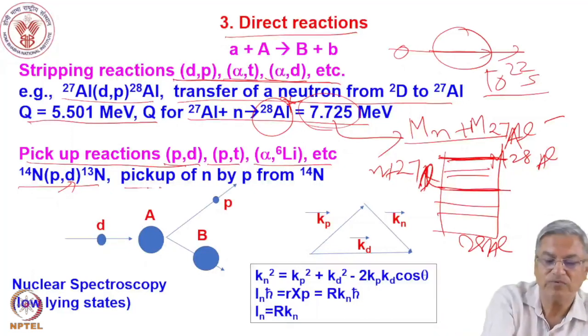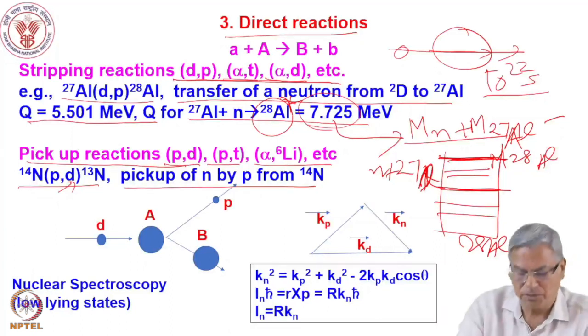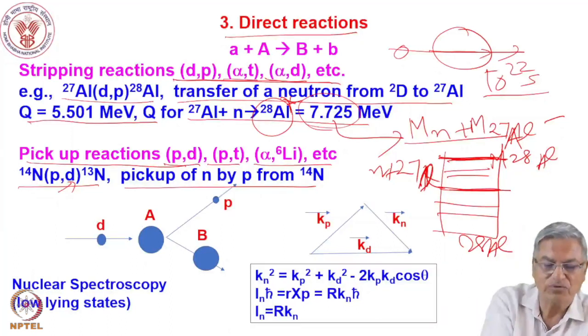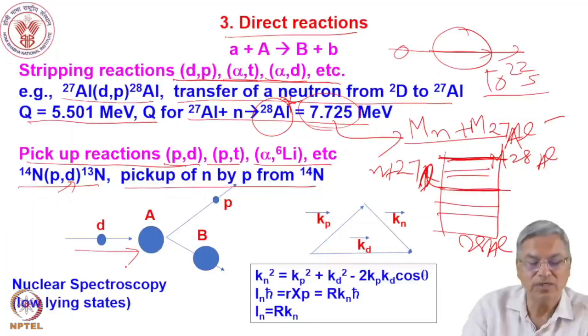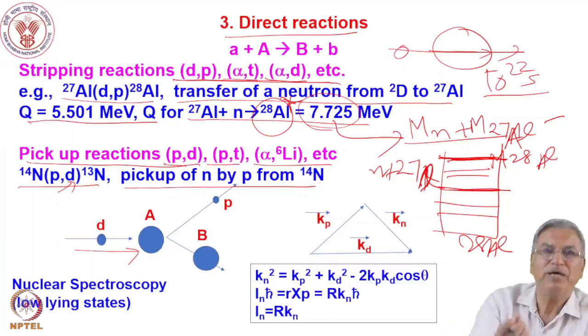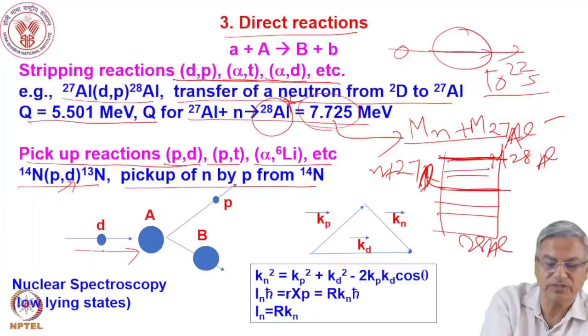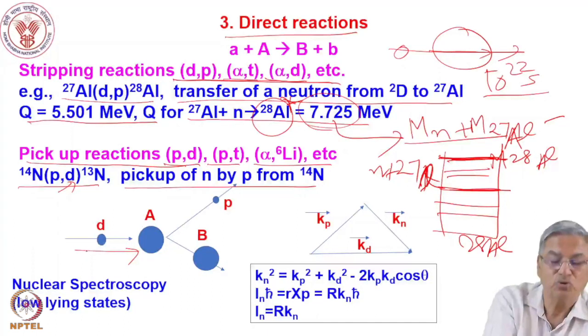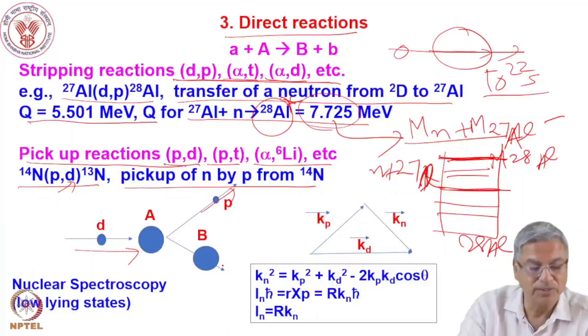So this kind of reactions are also direct reactions. They all take place at a much smaller time scale. So I try to give a schematic of this. A deuteron comes close to the target nucleus and then picks up a neutron from the target nucleus. And so this is a stripping reaction, not the pickup reaction. The deuteron comes to the target nucleus, gives a neutron to the target nucleus, and the proton is going out, and the target plus neutron nucleus is going in the other direction.